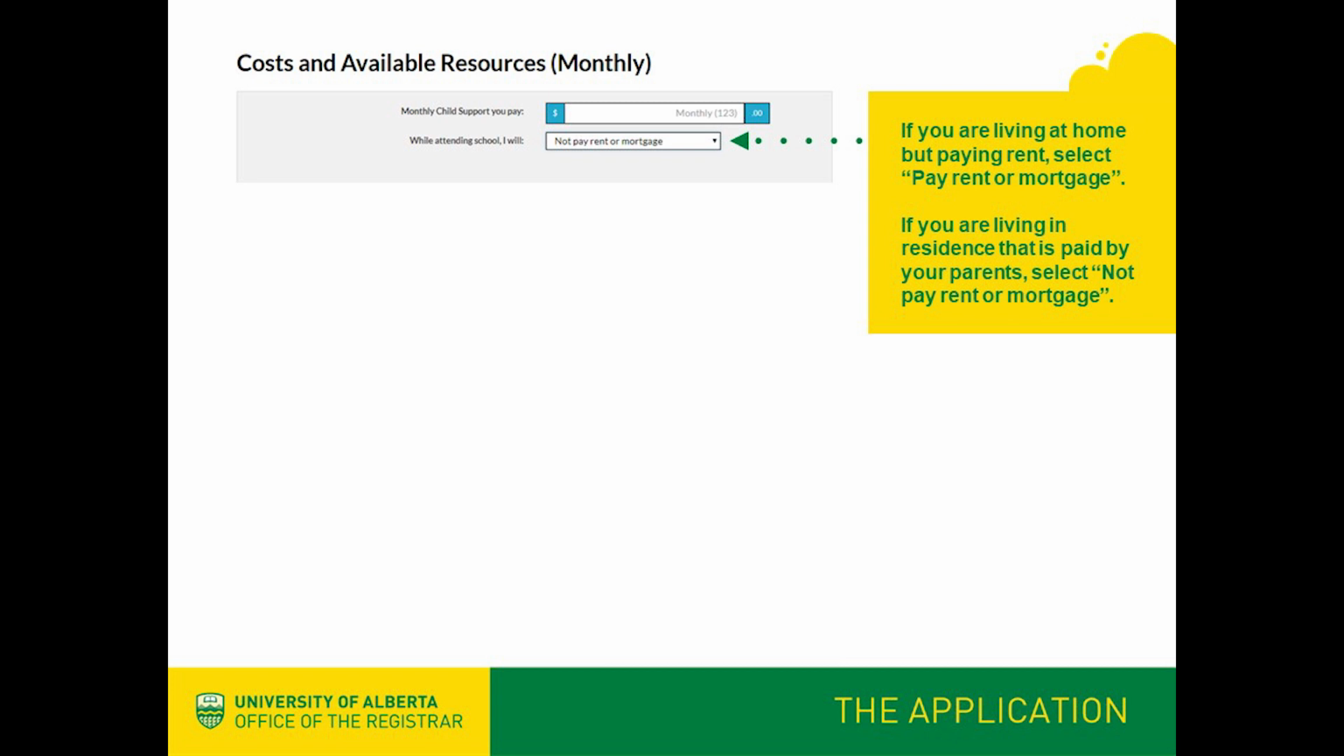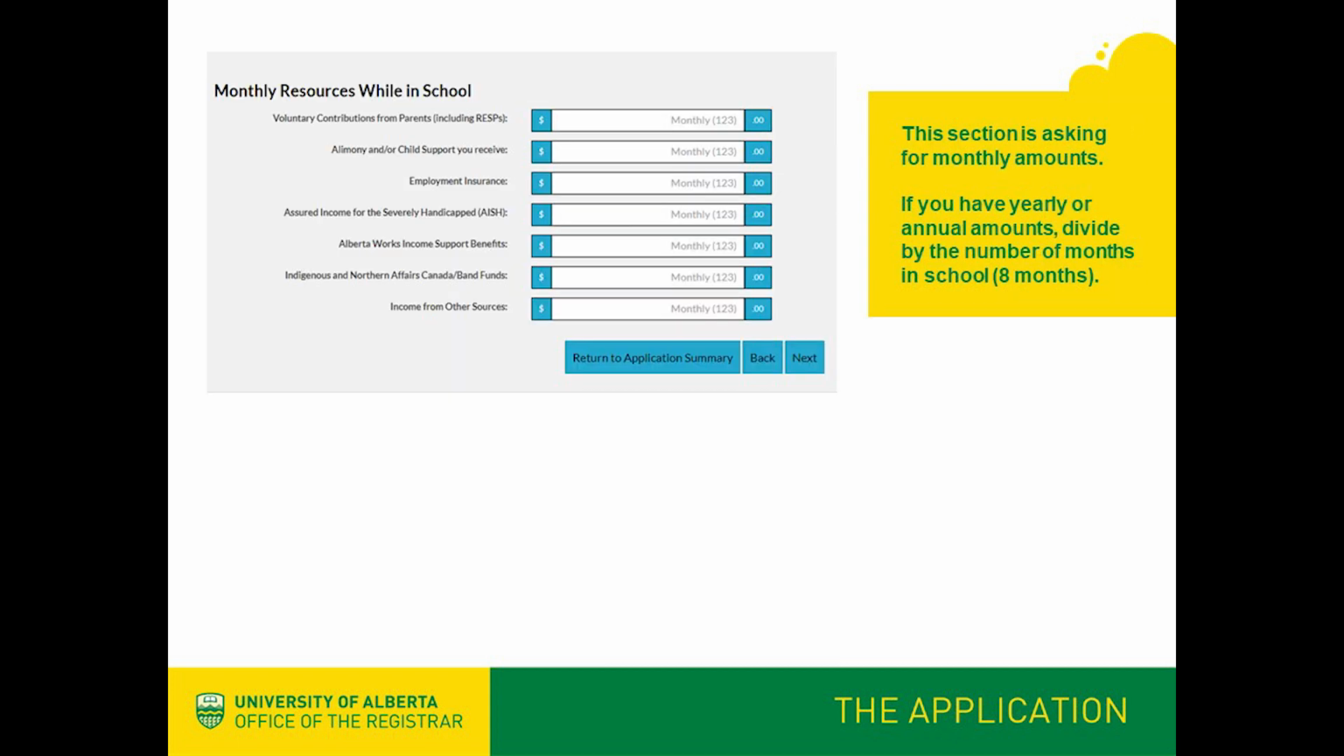The next question asks if you'll be paying rent or mortgage while you're in school. For example, if you're living with your parents and not paying rent, you would indicate no. If you are living with your parents, but they are requiring that you pay rent, you would indicate yes. Answer as best as you can for now, and if anything changes throughout the year, you can always update Alberta Student Aid. The next section asks you to indicate if you're receiving any of these specific resources while you're in school.